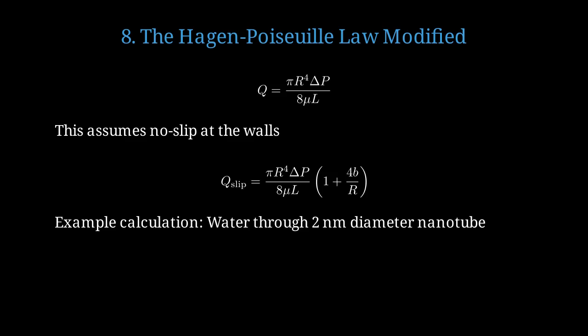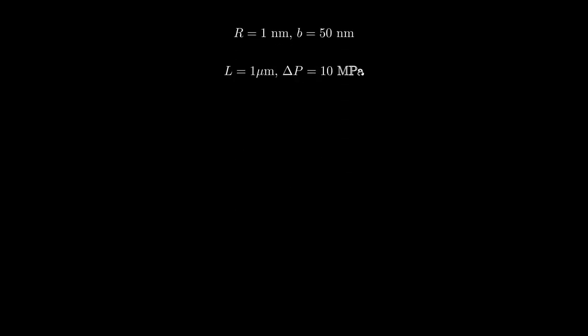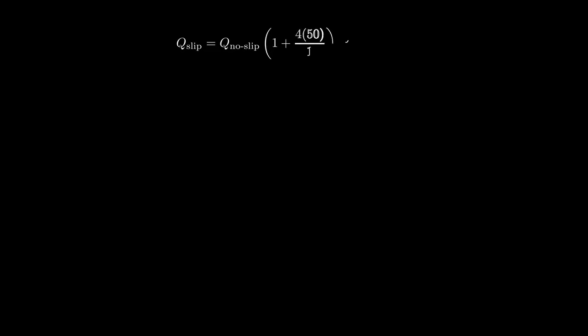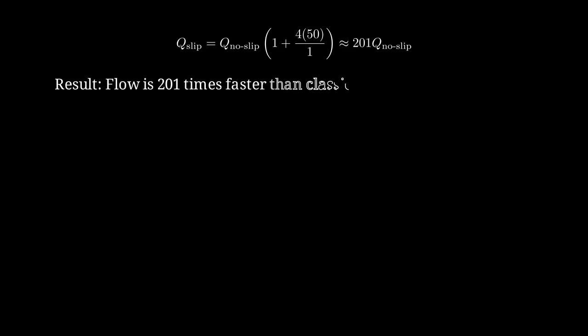Let's do a real calculation for water flowing through a carbon nanotube with 2 nanometer diameter. Given, nanotube radius is 1 nanometer, slip length is 50 nanometers. Tube length is 1 micrometer and pressure drop is 10 megapascals. Viscosity is 0.001 pascal seconds. With slip, we multiply by 1 plus 4 times 50 divided by 1, giving an enhancement of about 201 times. The result is dramatic. Flow is 201 times faster than classical theory would predict, making such membranes highly efficient.